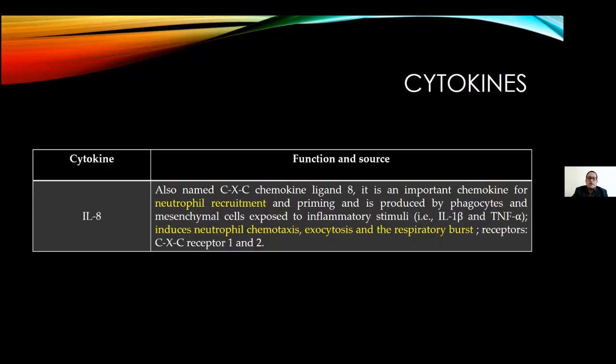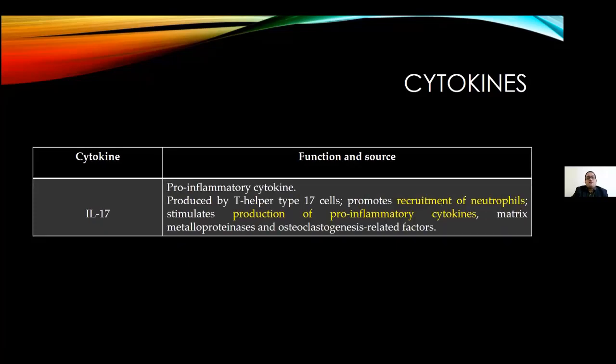Interleukin-8 is a chemokine, and it is very important with respect to neutrophil recruitment, and it has also been found to induce neutrophil chemotaxis, exocytosis, and also the respiratory burst. Interleukin-17 is considered to be a pro-inflammatory cytokine, again helps in the recruitment of neutrophils and production of other pro-inflammatory cytokines. Now, maybe you have a fair idea that these cytokines actually don't function linearly.